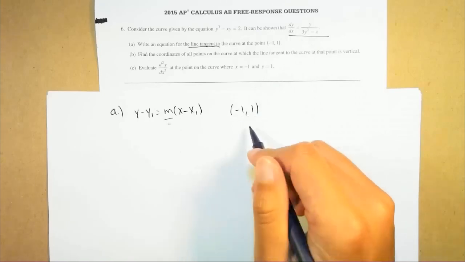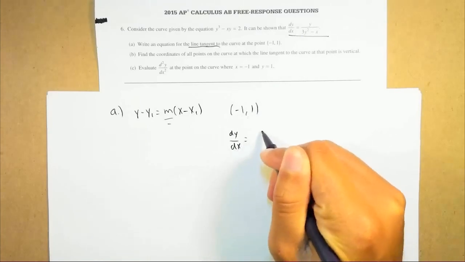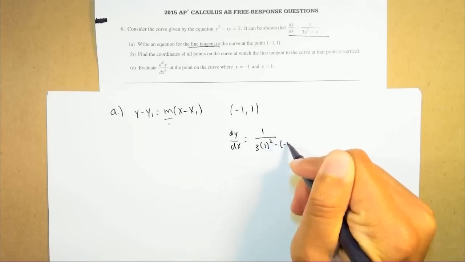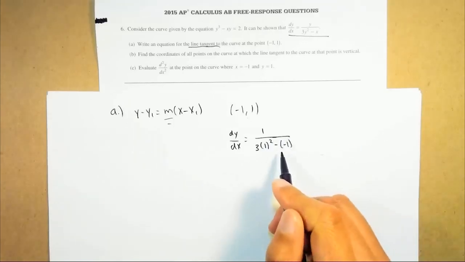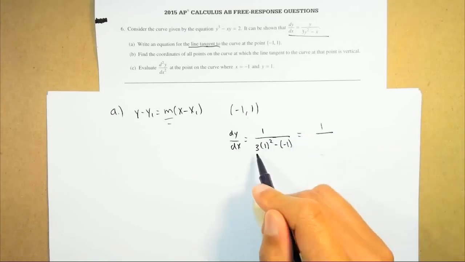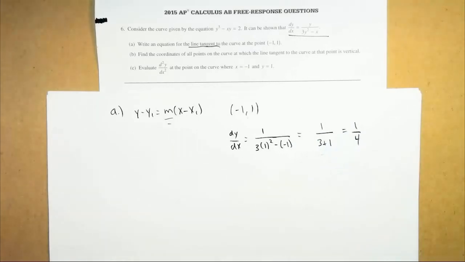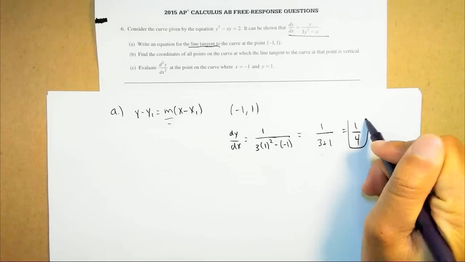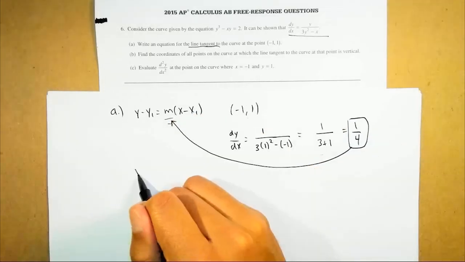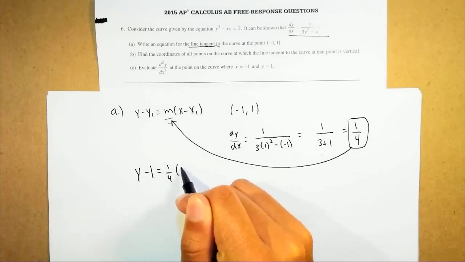So when we plug it in, you're going to get dy over dx is equal to 1 over 3 times 1 squared minus negative 1. Don't forget that. That's a mistake that a lot of students will probably make. This will be 1 over 1 squared times 3 plus 1, which is going to simplify to 1/4. That is our slope. So we're going to take this 1/4 and plug it in here, so that my final answer is going to be y minus 1 equals 1/4 times x plus 1.